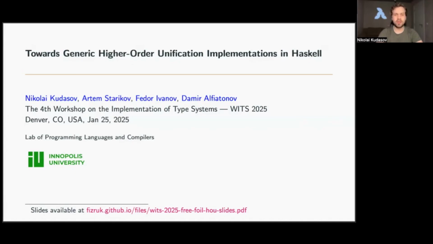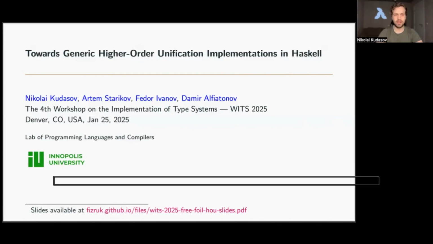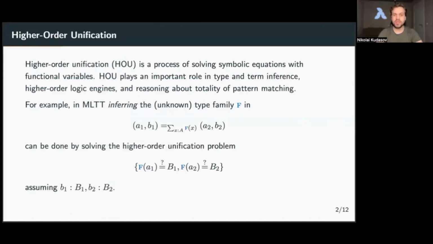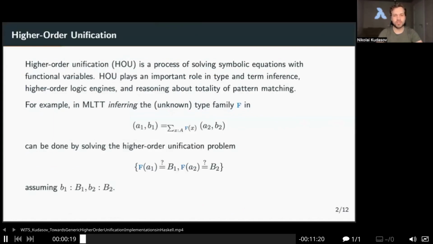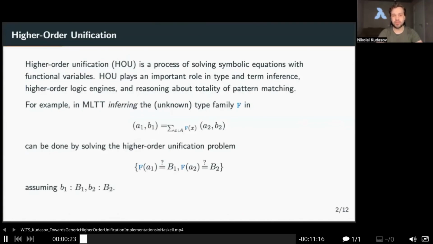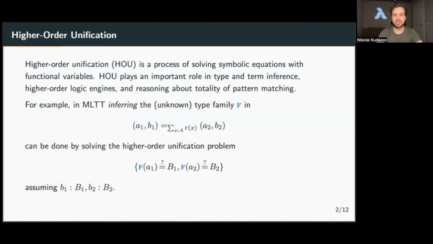Hello everyone, my name is Nikolai Kudasov, and together with my collaborators Artem Starikov, Fedor Ivanov, and Damir Alfiatonov, we will present our work in progress on an approach to generic higher-order unification implementations in Haskell. Higher-order unification is a process of solving symbolic equations with functional variables, and it is widely used in type checkers, interactive proof assistants, and higher-order logic languages.